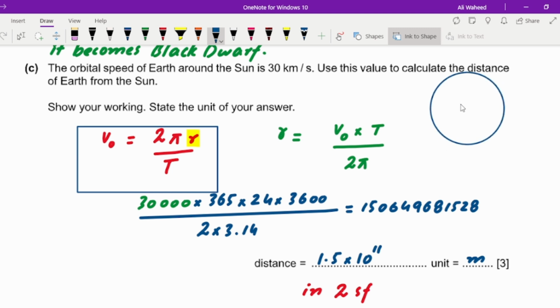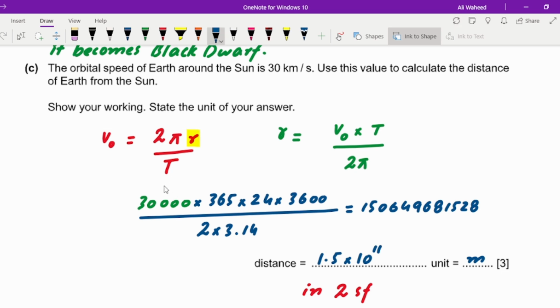But since the distance is in the form of a circle, that would be the circumference of the circle, which is 2 pi r, r being the distance between the Sun and the Earth, which we need to calculate. The orbital speed is given as 30 km per second. We can convert kilometers into meters, and that'll be 30,000. The time period is 365 days, because it takes Earth 365 days to orbit around the Sun.